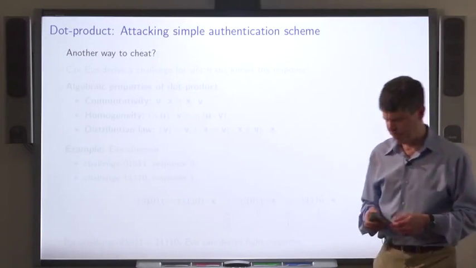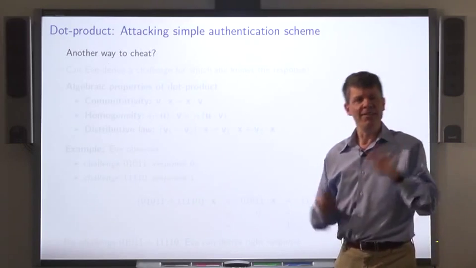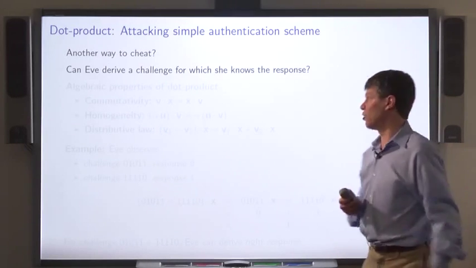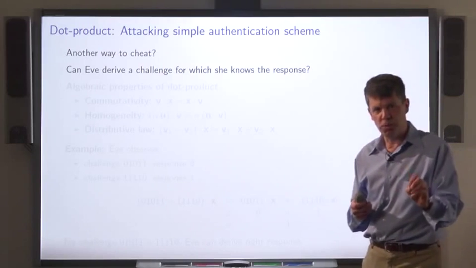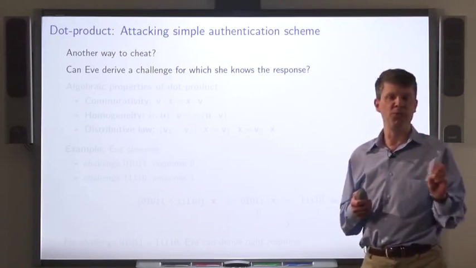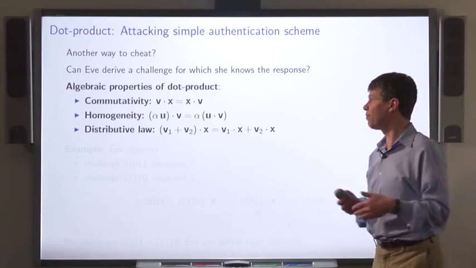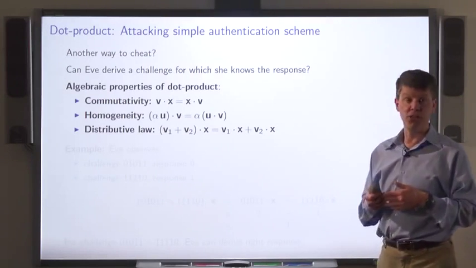What's another way to cheat? There might be a way that Eve, even if she doesn't know the password, can figure out the answer to a challenge. So in order to explore that, we have to introduce a couple of algebraic properties of the dot product. So commutativity, homogeneity, and the distributive law.